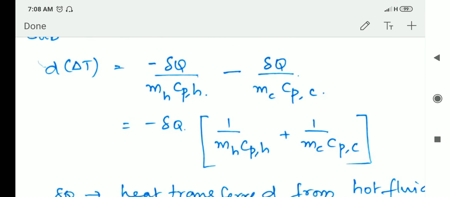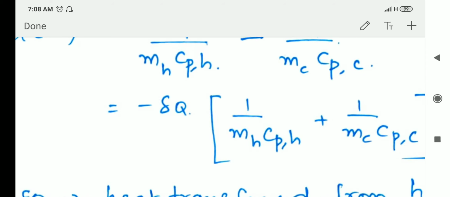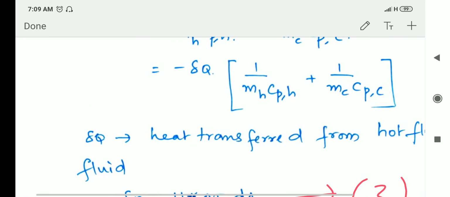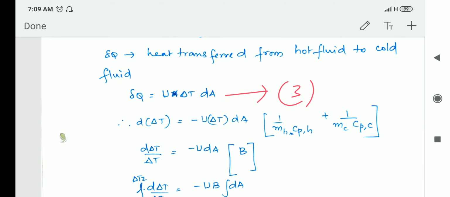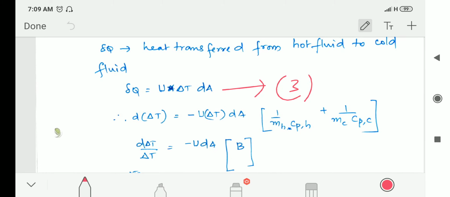Now we will use the third equation. We know the third equation gives us del Q equal to U delta T dA. We have here del Q, so instead of del Q we can substitute equation 3 over there. Therefore d delta T equal to minus U delta T dA into 1 by mh cph plus 1 by mc cpc. So here if we take delta T to the left hand side, d delta T by delta T equal to minus U dA into 1 by mh cph plus 1 by mc cpc. So this is a constant actually here.